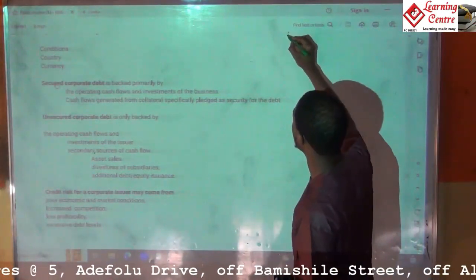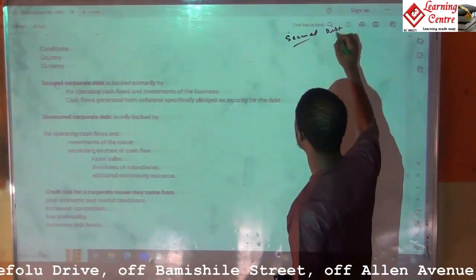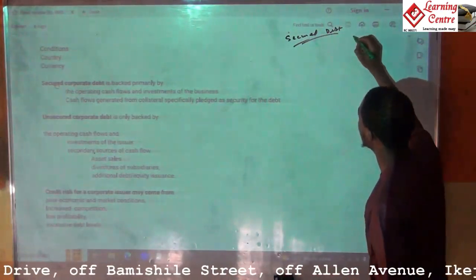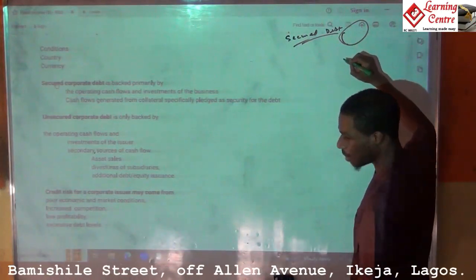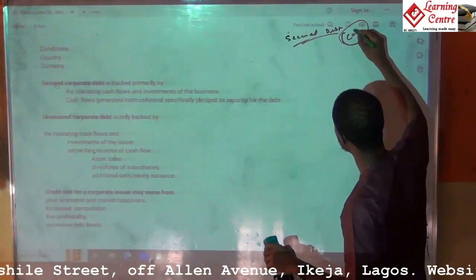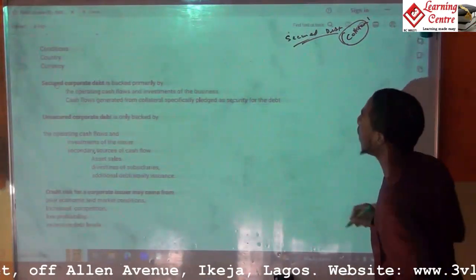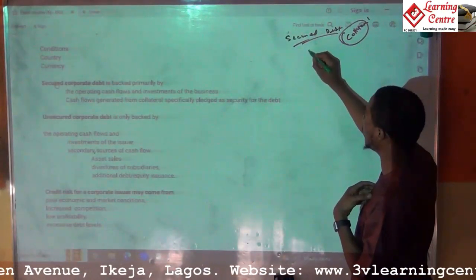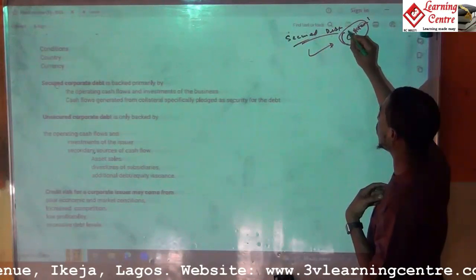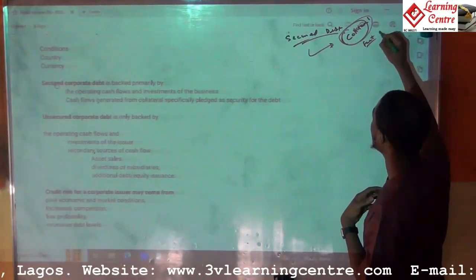Secured debt. What we are basically talking about is debt backed with a dedicated pledged collateral, so that as a lender, if the borrower does not pay, I have a direct claim on this collateral. Maybe their factory at Agbara or something.